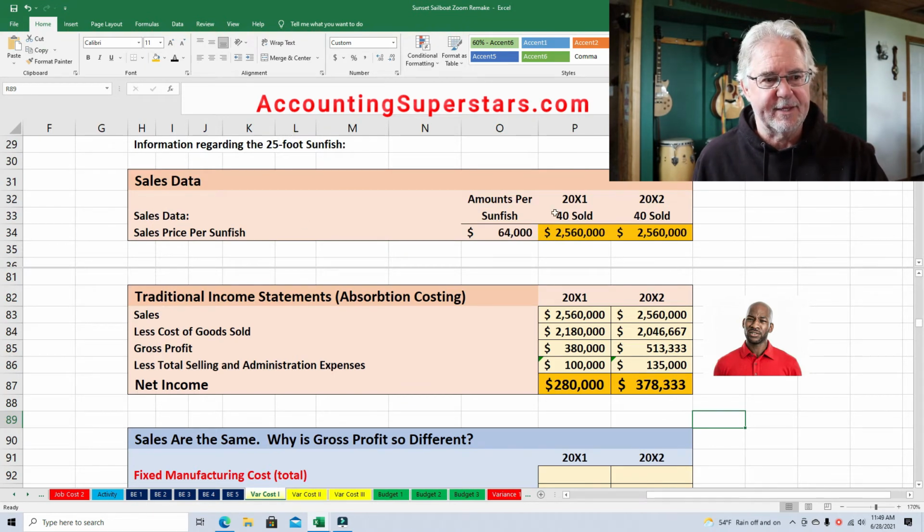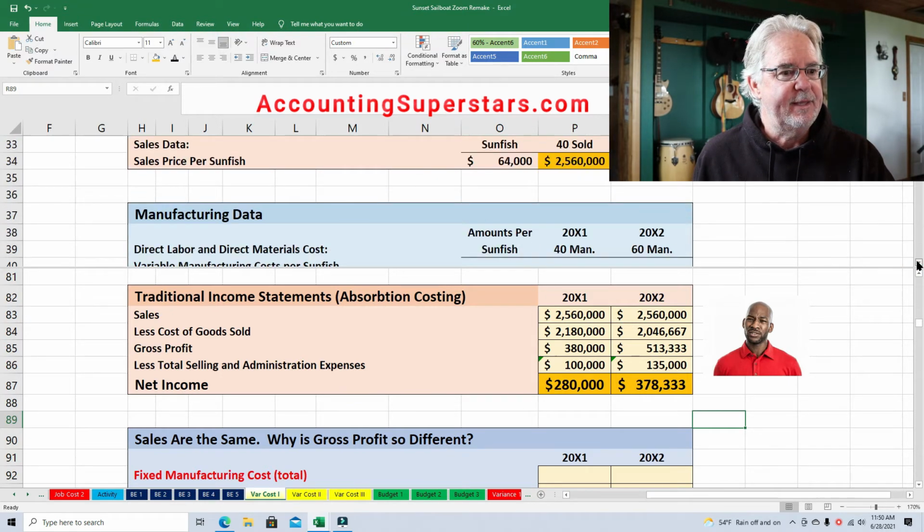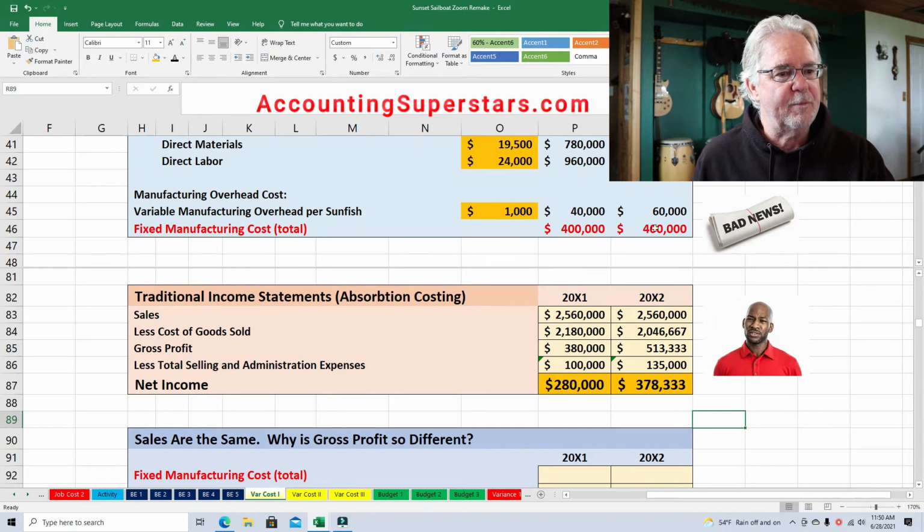They still sold 40 boats for both years, right here. So here's the sales data. They sold 40 boats in 2001. They sold 40 boats in 2002. To me, that sounds like they're doing the same. Why the heck is their profit so much greater in 2002? It's because of those darn fixed costs. There's the problem right there. Of the fixed manufacturing costs, this $400,000, in 2002 some of it was placed into ending inventory and was not expensed through cost of goods sold. That's the whole problem right there.